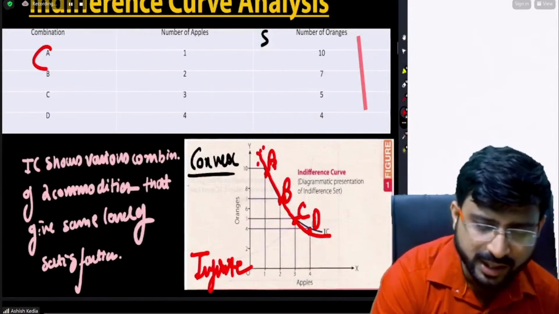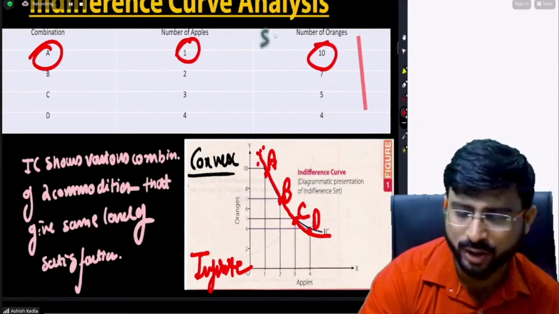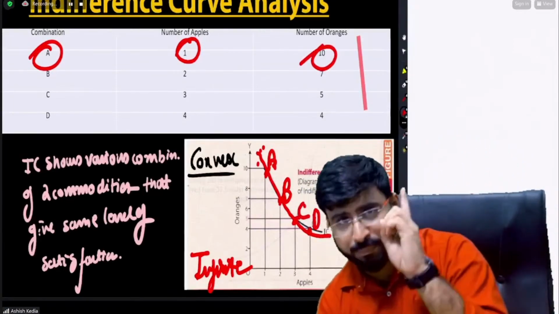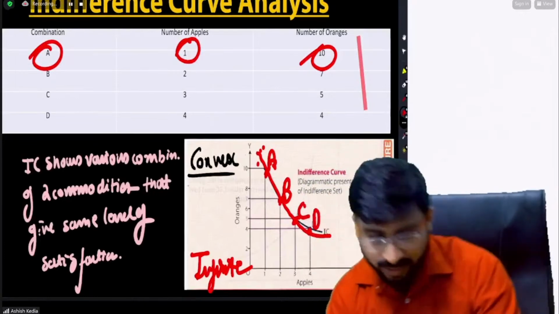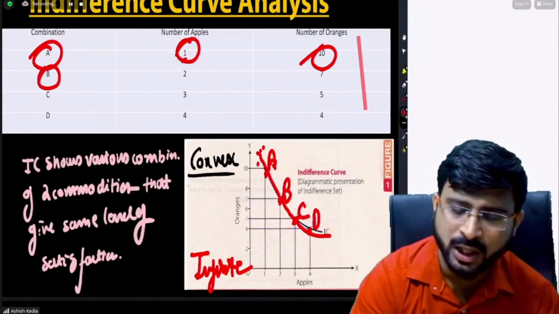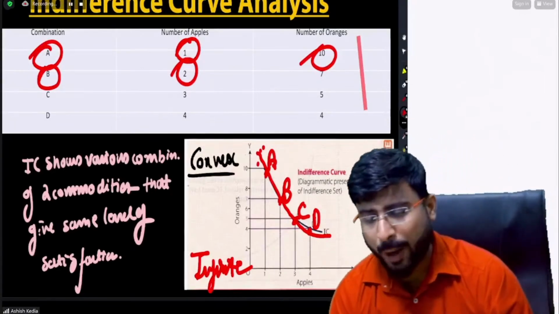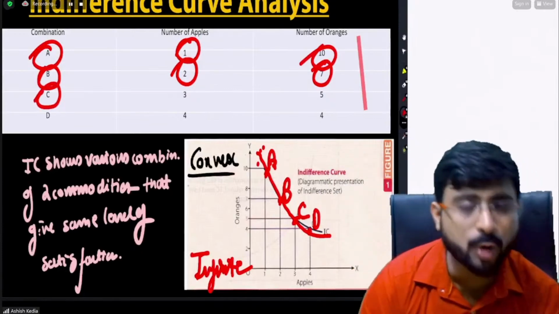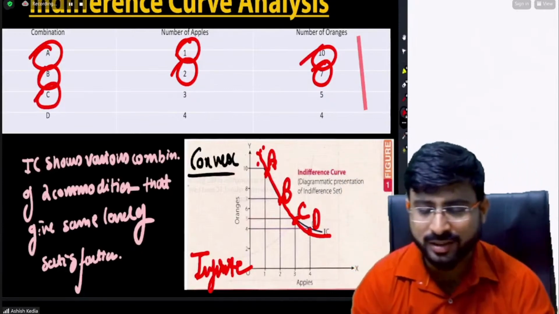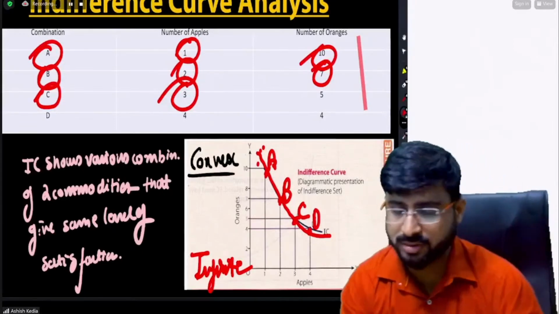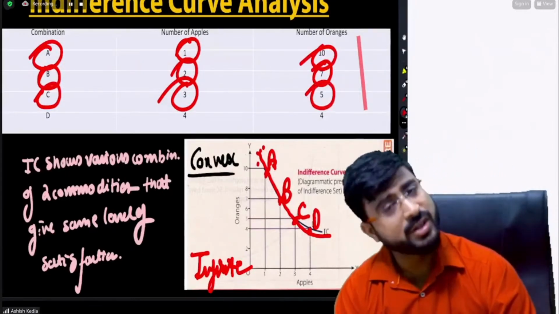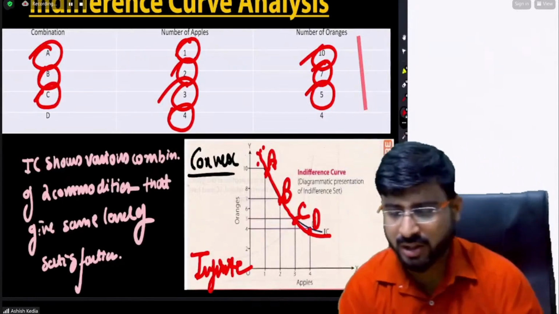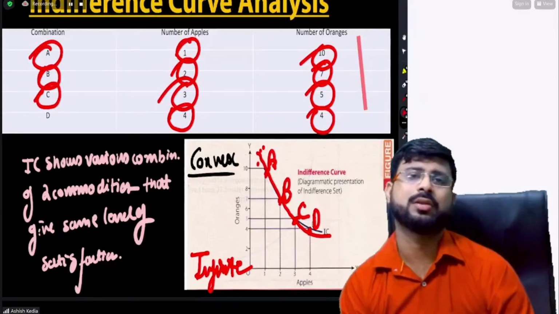Suppose combination A represents 1 apple and 10 oranges. So the amount of hunger that is satisfied when a person has 1 apple and 10 oranges is equal to combination B, when the same person gets 2 apples and 7 oranges, which is equal to when combination C arrives, wherein the person is getting 3 apples and 5 oranges, which is again equal to a situation where the person is having 4 apples and 4 oranges.